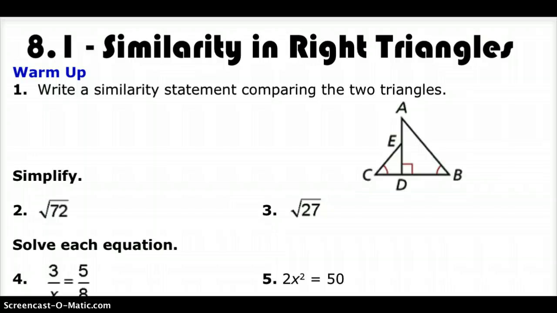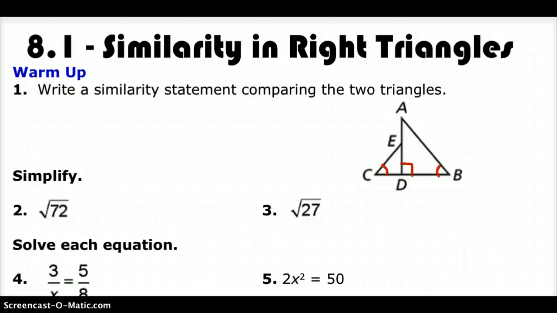Okay, so this first one asks us to write a similarity statement comparing the two triangles. So we see two triangles here. We see one that's maybe we could call, I don't know, ECD, and the other one maybe ADB. Okay, or maybe we don't know yet. Okay, we do see it's pretty important here, and I'll outline these maybe one more time, that angle C and angle B appear to be congruent, and we know that this one right here is actually a right angle.